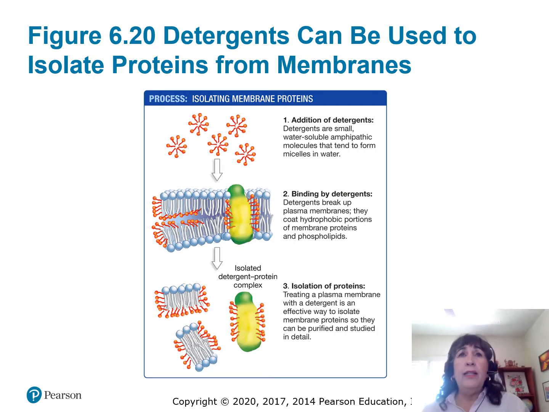So here in this diagram, we see that detergents are represented by these little red stars. And notice these little red stars sort of encircle the phospholipids and the proteins, and when they do, they separate them, and that sort of makes sense. I'm thinking about Dawn detergent. You know, that's how we release the greasy fat from a pan that we've been cooking in.